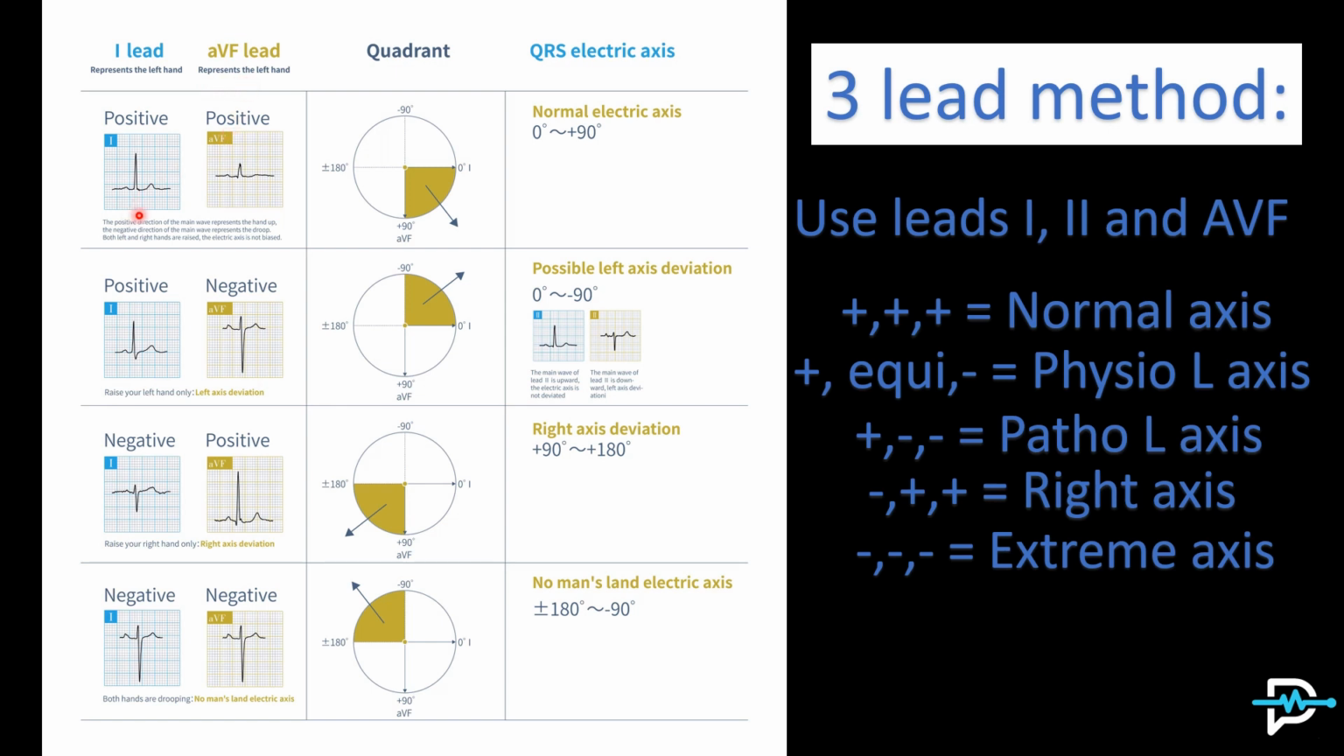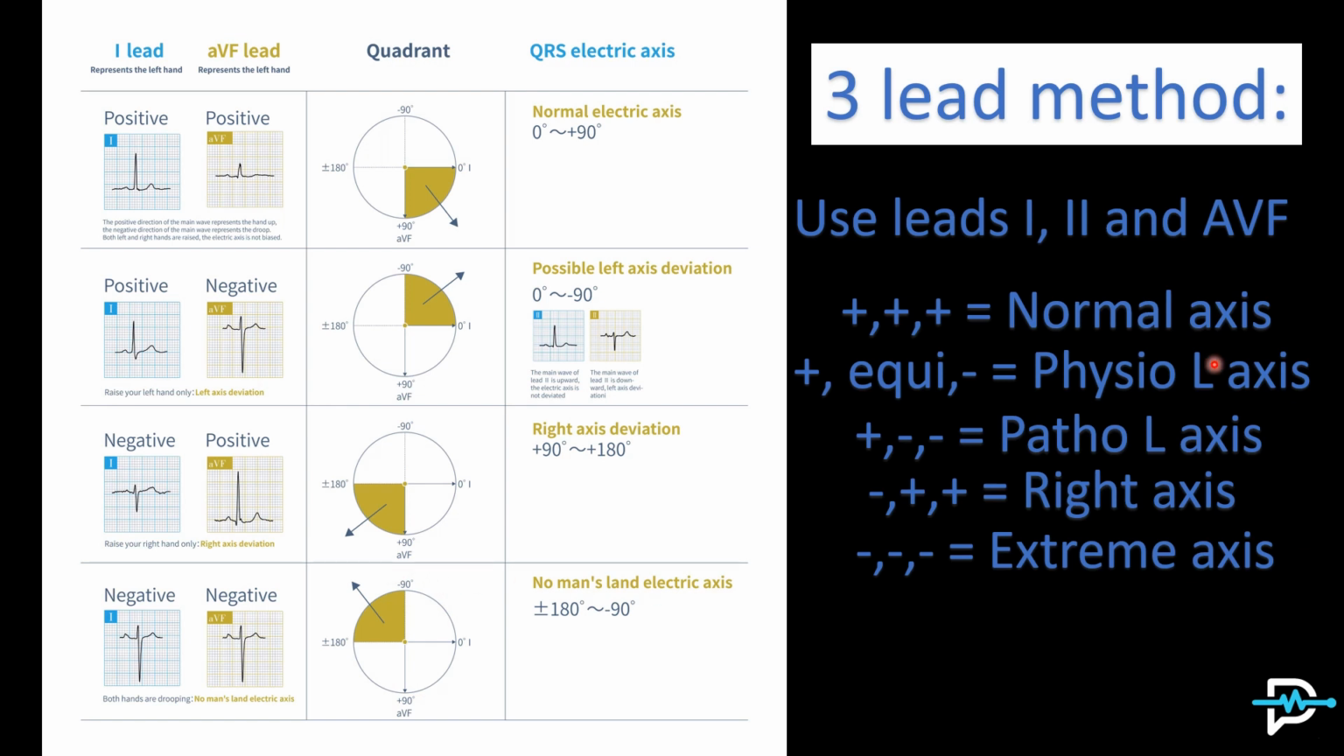If they're both positive, you have a normal downward to the left axis. If lead 1 is positive and aVF is negative, you have a pathologic left axis deviation. If lead 1 is negative and aVF is positive, you have a rightward axis, and if they're both negative, you have an extreme right axis.